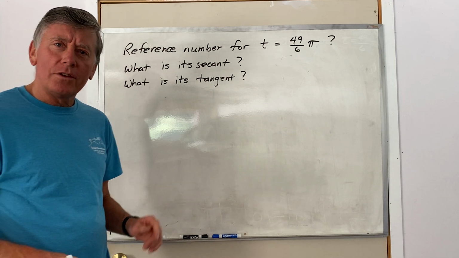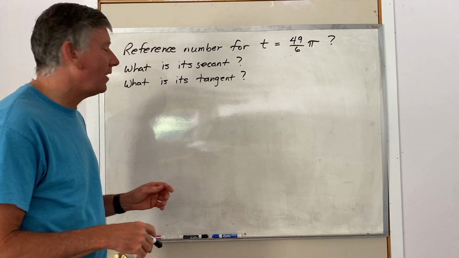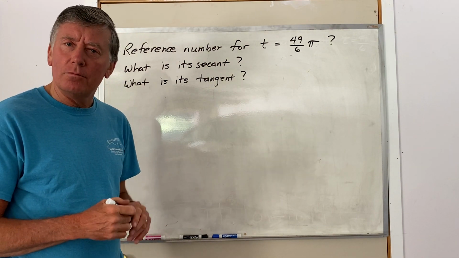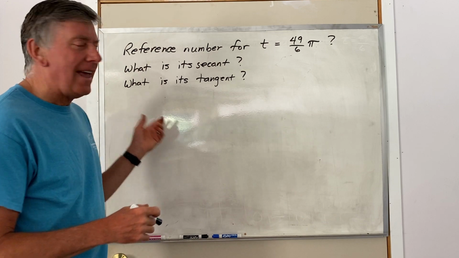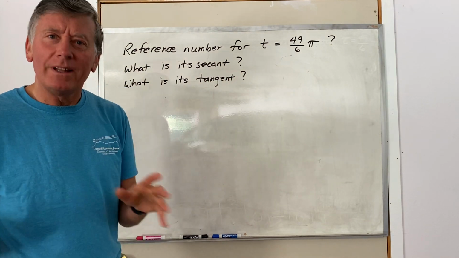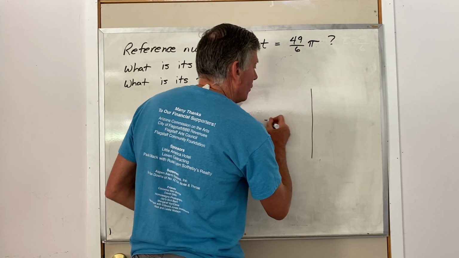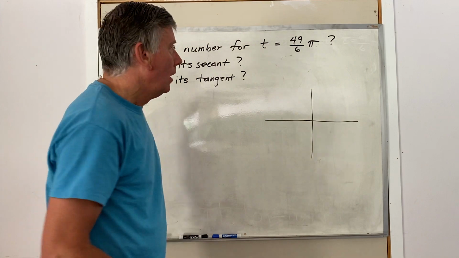Okay, some help for the group work 10, I think, having to do with points on the unit circle. And what if you get something really weird like this? Well, really weird like this is not really weird. It just means that we go around the unit circle a few times.